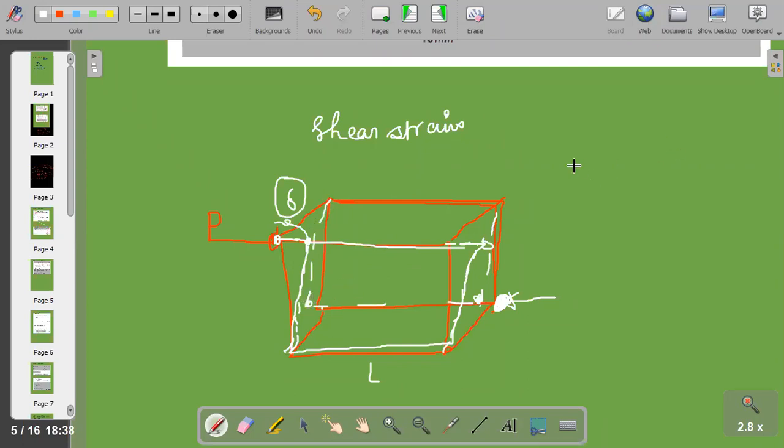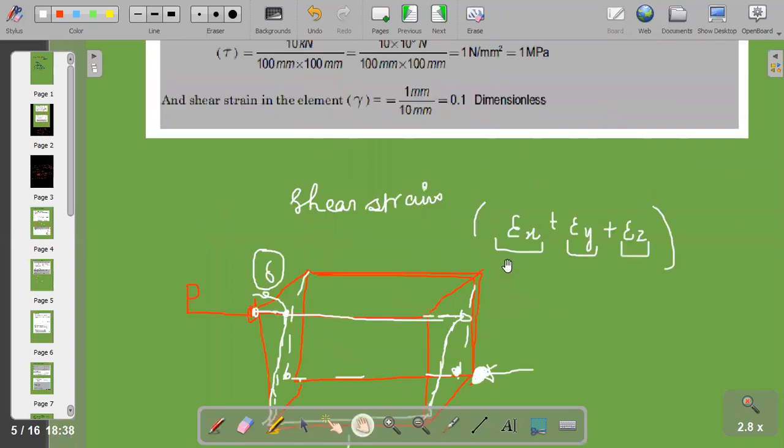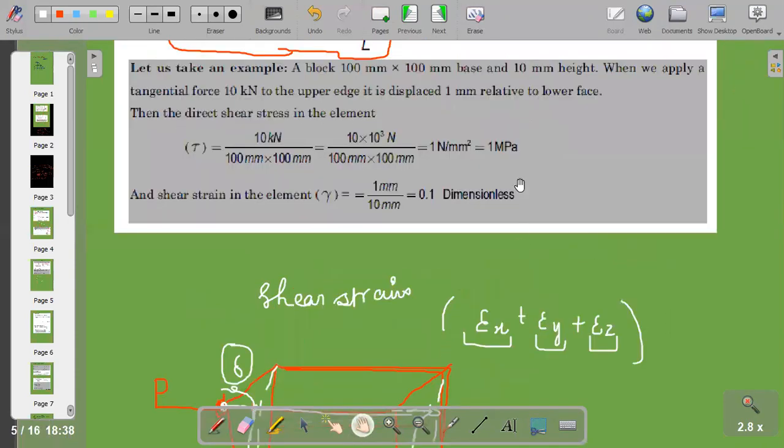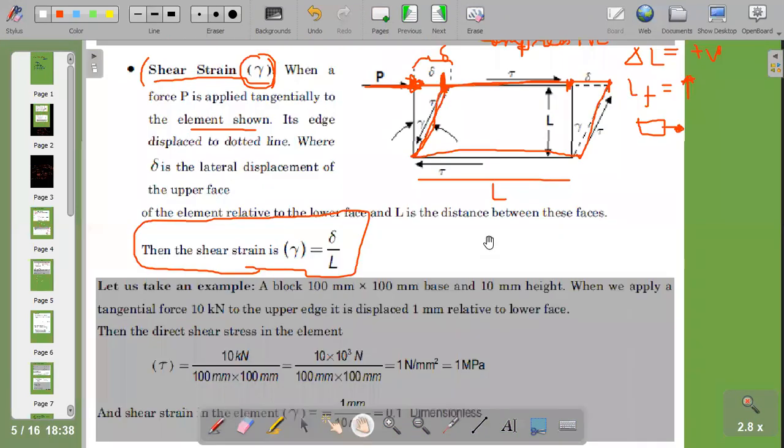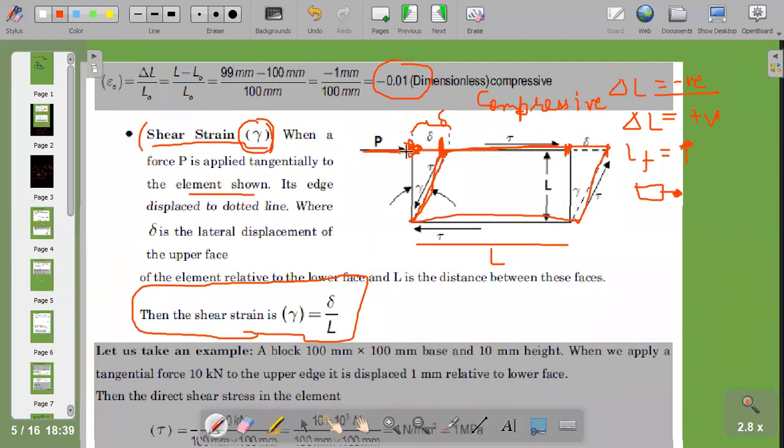In the question it will be given for the 3D type. For 3D type, it will be given by delta x plus delta y plus delta z, meaning displacement in the x direction, displacement in the y direction, and displacement in the z direction. So that 3D part we will see later. But right now, what is shear strain?